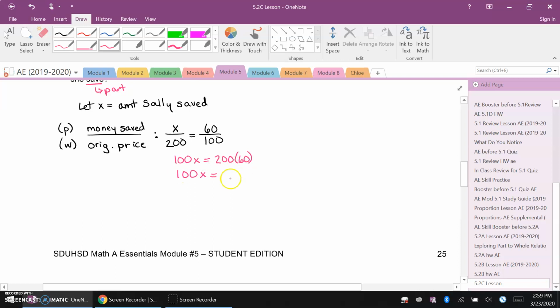Using our calculator, when we multiply that together, we're going to get 12,000. If we divide by 100, we are going to get 120. So that means that Sally saved $120.